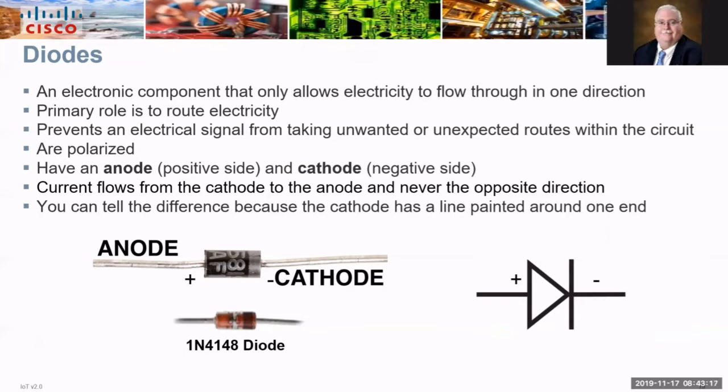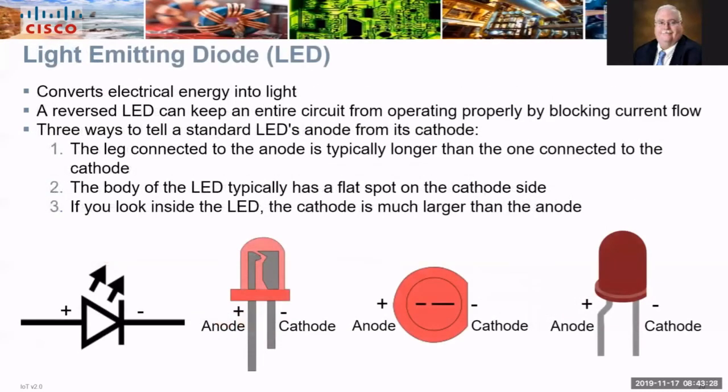This diode can be identified by its small size, orange interior, and black ring on one end. There are probably only one or two in your kit. Light-emitting diodes, LEDs, convert electrical energy into light.